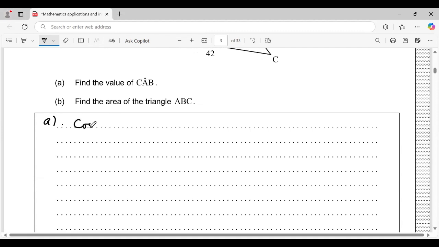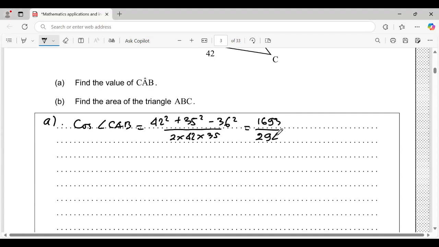I would like to use the cosine rule: cosine of angle CAB equals 42 squared plus 35 squared minus 36 squared, divided by 2 times 42 times 35. And if you calculate, the result is 1,693 divided by 2,940, and the result is 0.57585.